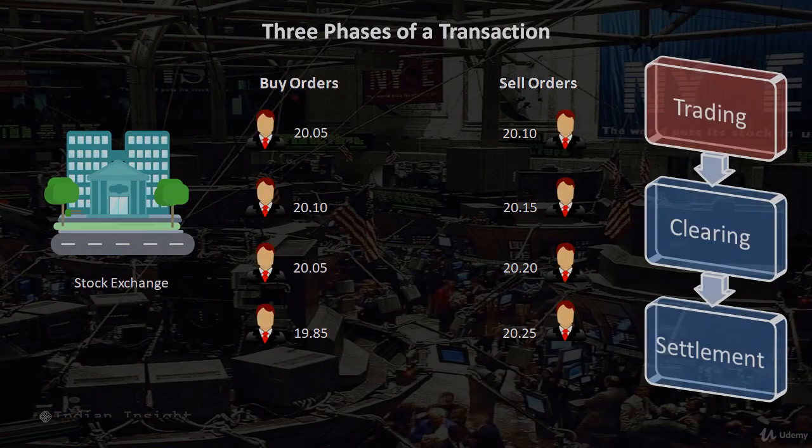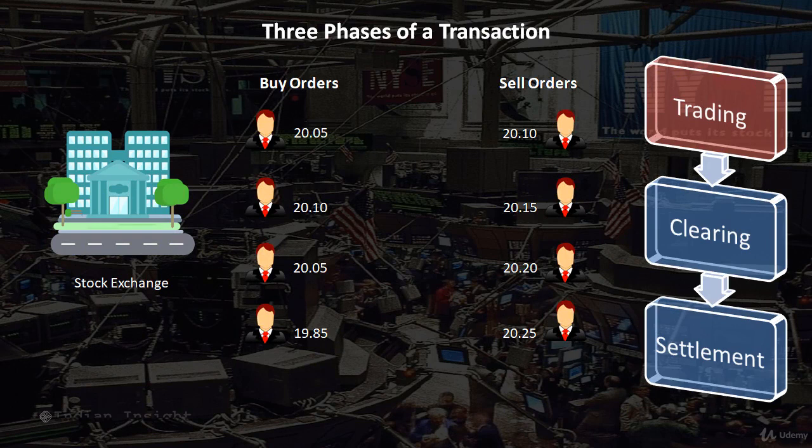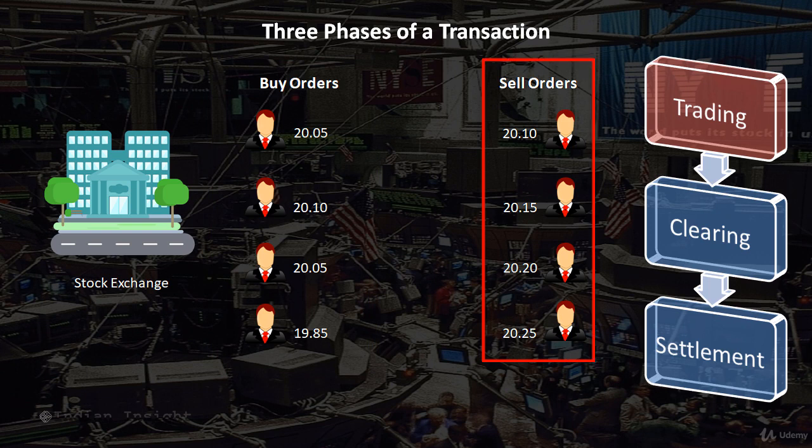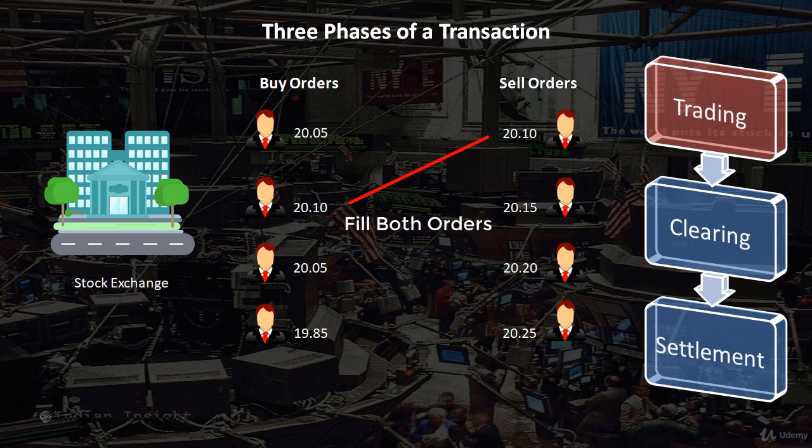Exchanges take various buy and sell orders from different people on their electronic order matching system. Then they match the various buy and sell orders to execute trades. So for example, if these are the various buy orders on a security and these are the various sell orders, then the matching system tries to see if there is a match between a buy and a sell order at a particular price, and if so, fills both the orders. Through this process, the trade is executed speedily, efficiently, and anonymously.